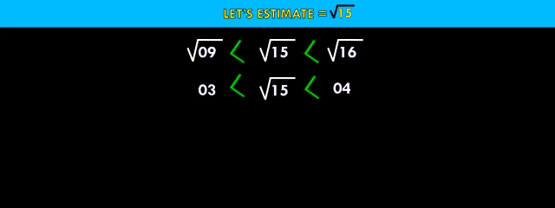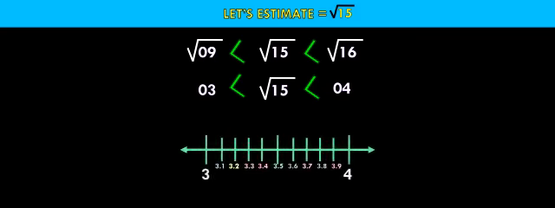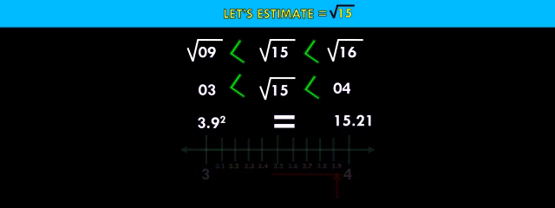So, let us take a look at the number line. We can see that 16 is closer to 15 than 9 is. So, we can say that the square root of 15 should be located somewhere on the right side of the number line. So, let's just pick 3.9. 3.9 square is equal to 15.21. 15.21 is greater than 15. So, let's pick a number which is less than 3.9.